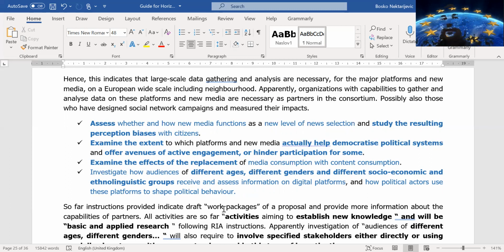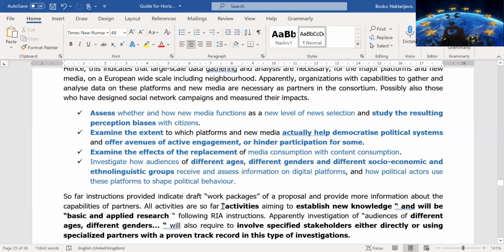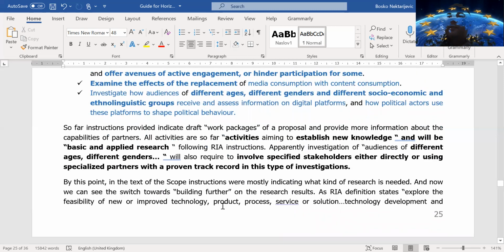Now, examine the extent to which platforms and new media actually help democratize political systems and offer avenues for active engagement or hinder participation for some. Examine the effects of the replacement of media consumption with content consumption. Investigate how audiences of different ages, genders, socioeconomic, and ethno-linguistic groups receive and assess information on digital platforms, and how political actors use these platforms to shape political behaviors.